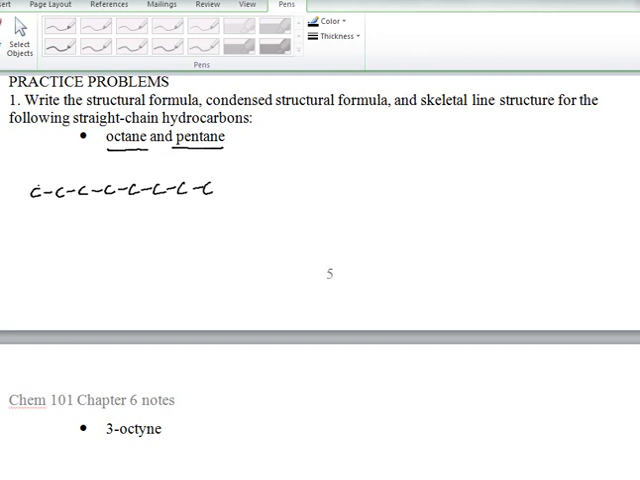We need to fill them in with hydrogens. This may take a few minutes. Sorry, that bond should be like that. And then when we're done here, we want to draw the condensed structural formula.